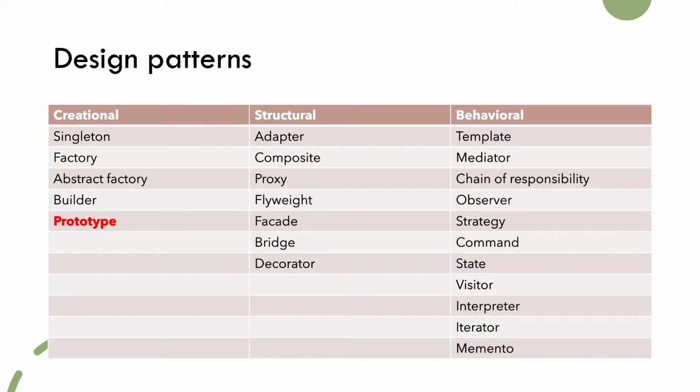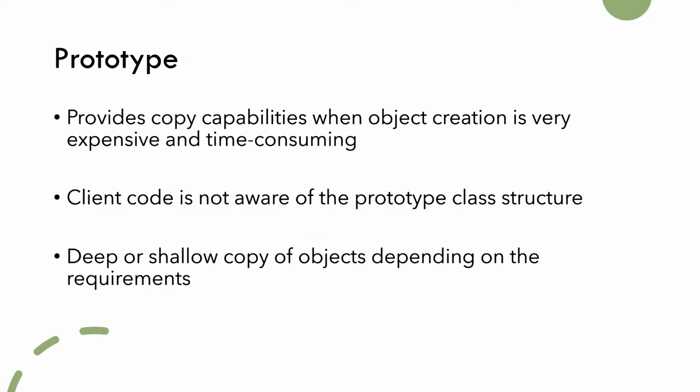Prototype belongs to creational design patterns. This design pattern is used to make either deep or shallow copies of existing objects in cases where creating new ones can be costly. Prototype class offers a clone method that deals with copying all of the original object attributes so that client code does not need to be aware of the prototype class structure. For immutable types of attributes, we use shallow copying as those could be shared among different instances.